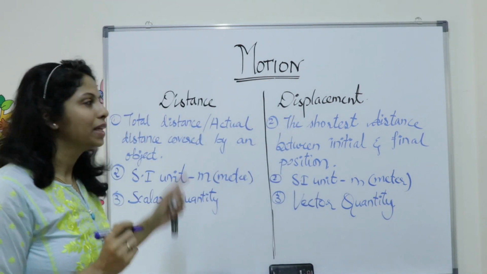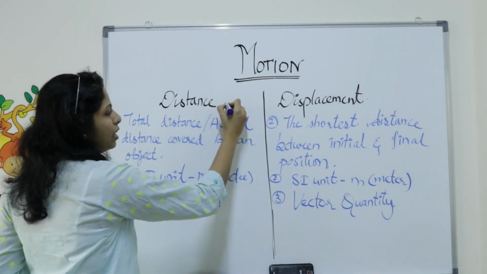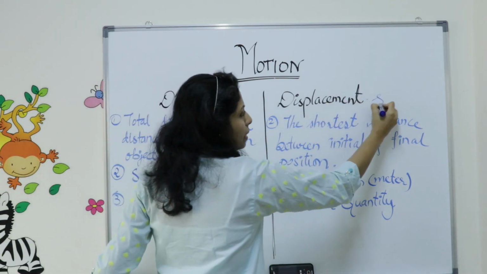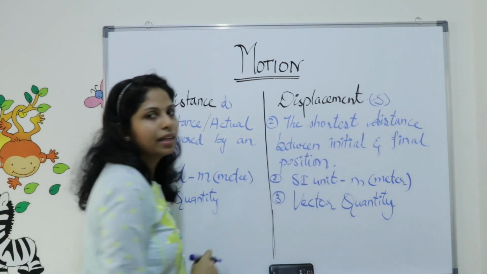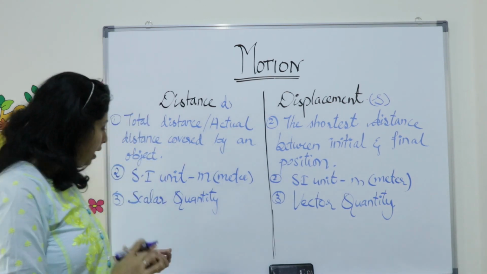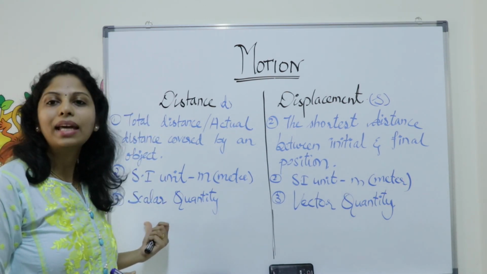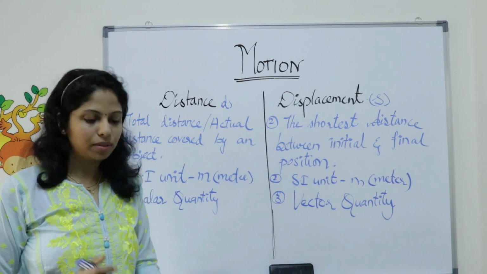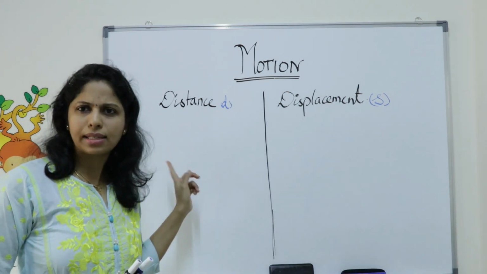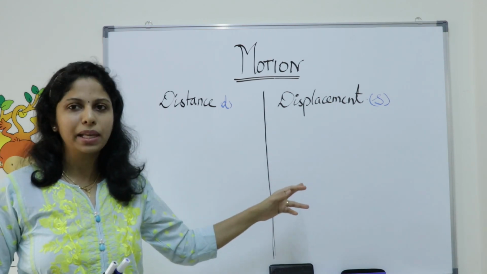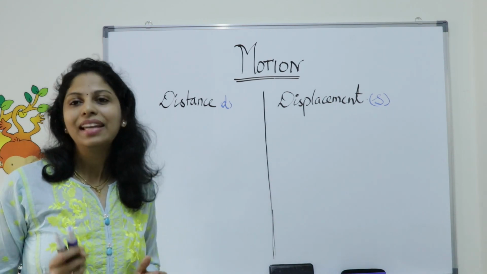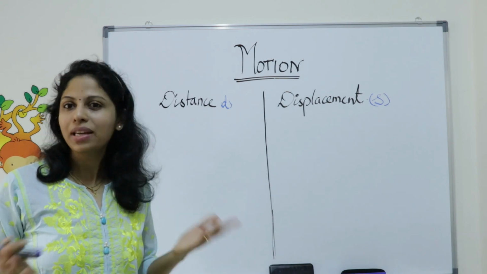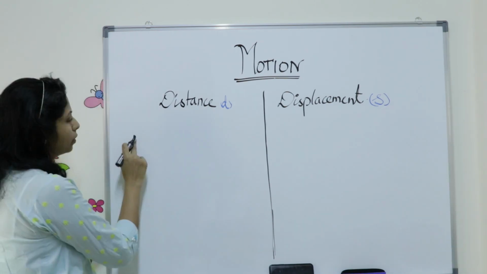And by the way, distance we represent generally using the letter D, whereas displacement we represent using the letter S. Now, let us see what is a scalar quantity and what is a vector quantity. Now, why is distance a scalar quantity whereas displacement a vector quantity? Let us consider an example to know why these are of different quantities.